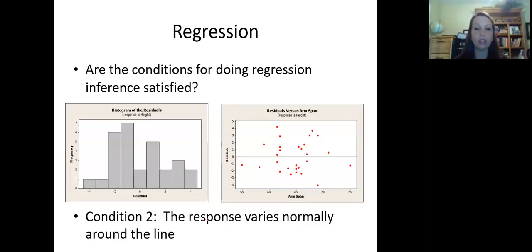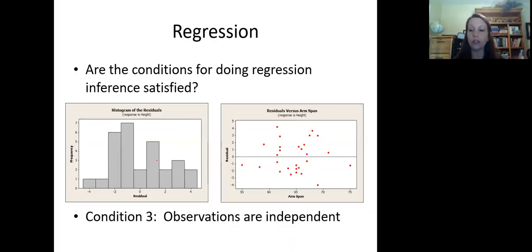The next condition is that the response varies normally around the line. We check that one by doing a histogram of the residuals, and we want the histogram to be normal-ish. This one is obviously not a perfect normal distribution, but it is roughly symmetric, a little bit more peaked in the middle, so this one is good enough. What would be a red flag is if it's pretty skewed, or skewed with strong outliers, something like that. That would cause us to wonder whether this is right. But this one looks okay.